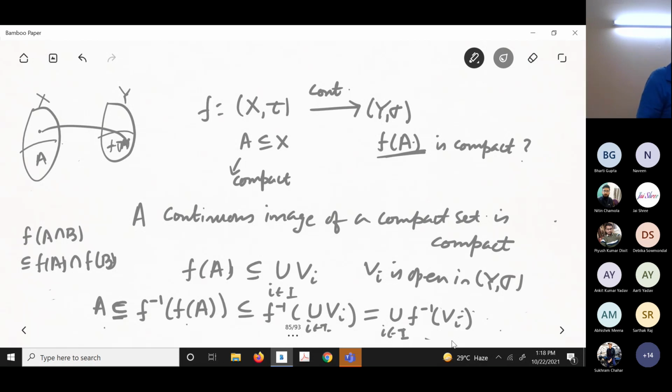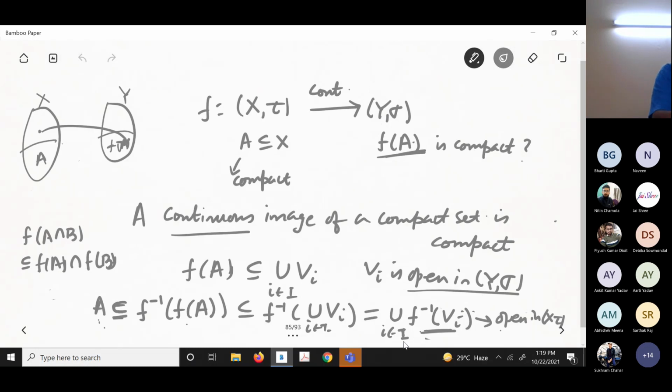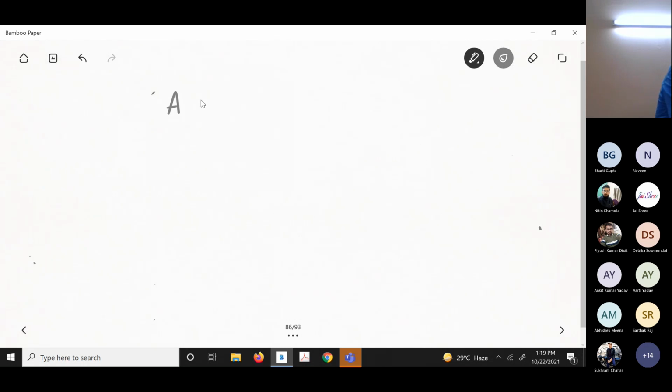So now look what happened. Look at the beginning here and here. Now remember, I have not used continuity anywhere yet. But if you look at the equivalent conditions of continuity, it is a global continuity, continuity on the whole X. One important equivalent condition is that the inverse image of an open set is open. Here each V_i is open in Y, sigma. Since F is continuous, F inverse of V_i is open in X, tau. Got it? Because F is continuous. That means you are getting A as a subset of this union, and each of them is open. So this is an open cover of A.